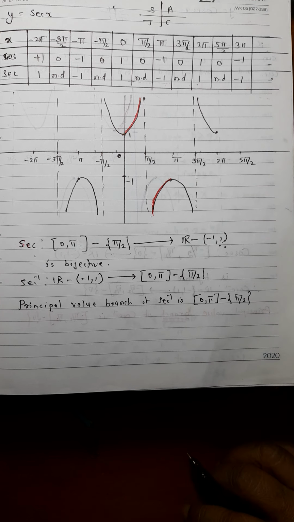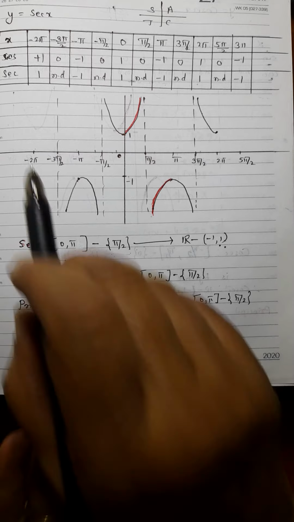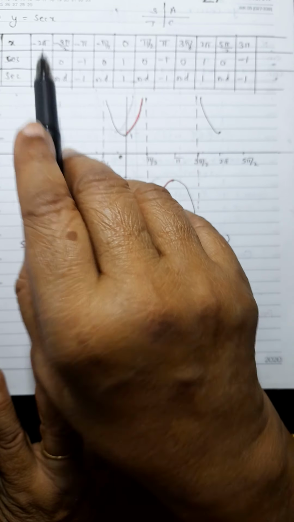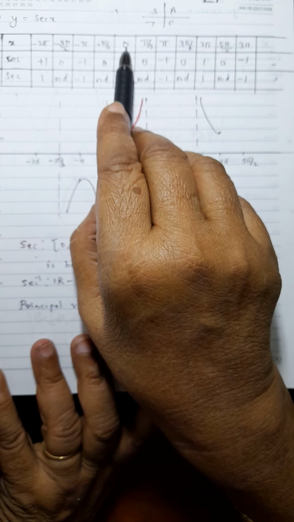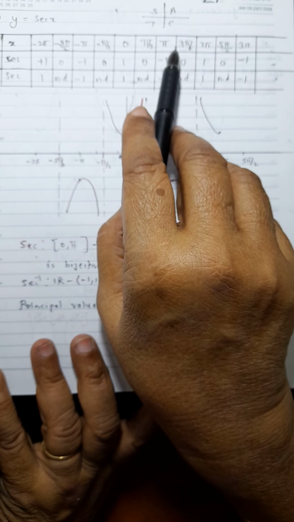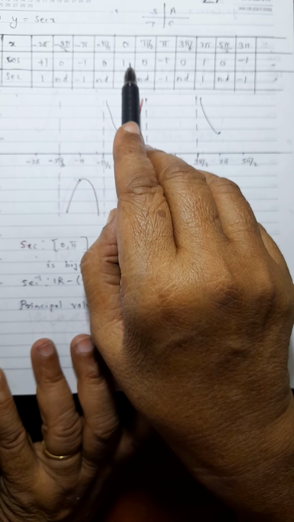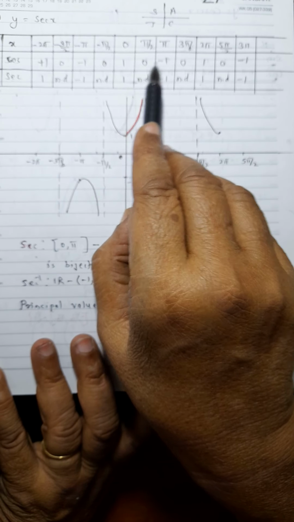Today we'll draw a graph of y equals sec x. For sec x, we are familiar with cos, so that's why I'm finding values for cos first. As usual, I'll take 0, pi by 2, pi, 3 pi by 2, 2 pi, etc., and here negative values. Cos 0 is 1, cos pi by 2 is 0, alternate 0.